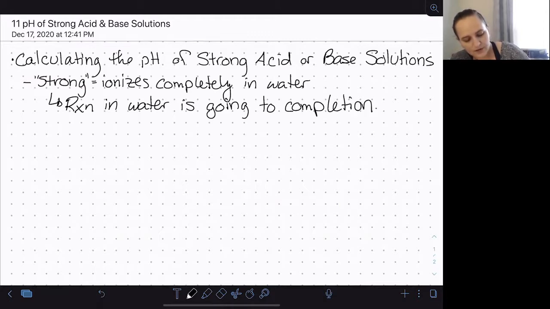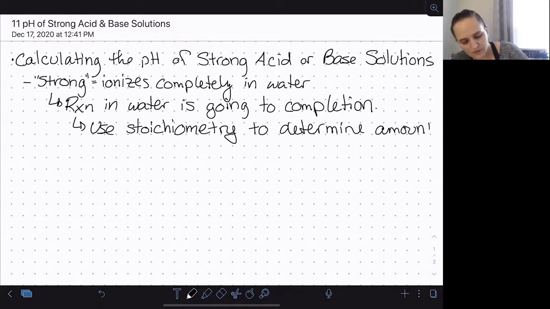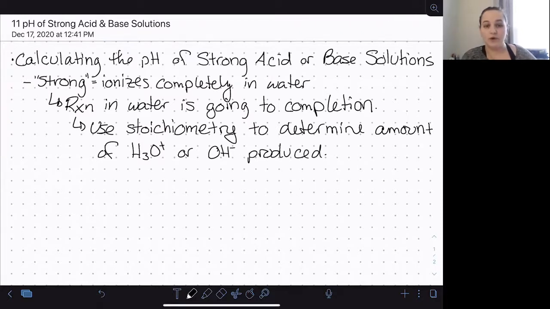So since it's going to completion, we know that our acid or our base is being reacted away entirely to produce this ionized state. We can just use the stoichiometry, or use our coefficient ratio, to determine the amount of hydronium or hydroxide produced. So as long as we recognize the reaction that's happening and have it balanced correctly, all we need to do is use our coefficient ratio to convert from moles of acid to moles of hydronium, or moles of base to moles of hydroxide, and then we can find the pH using those concentrations.